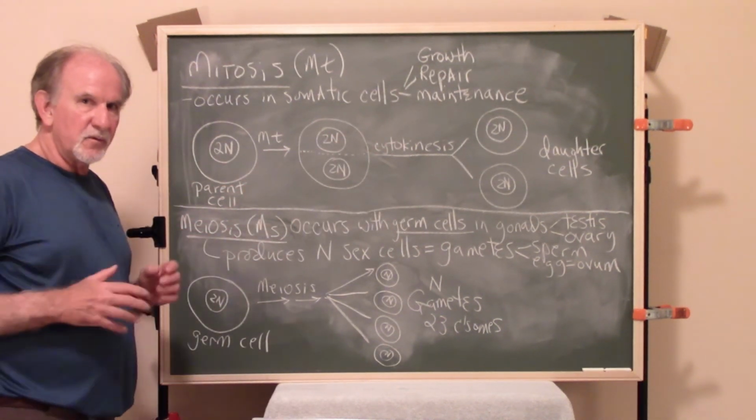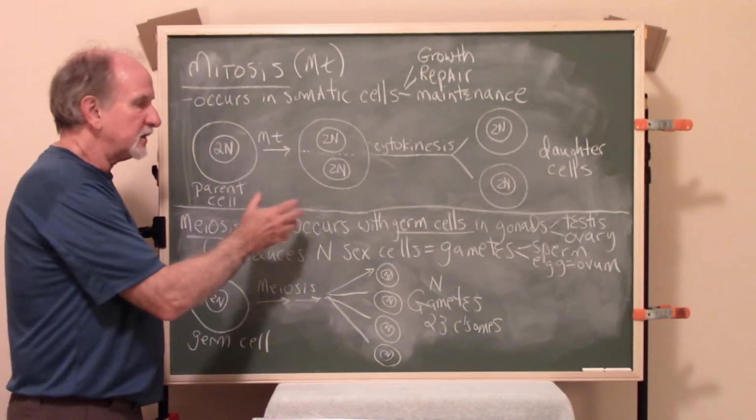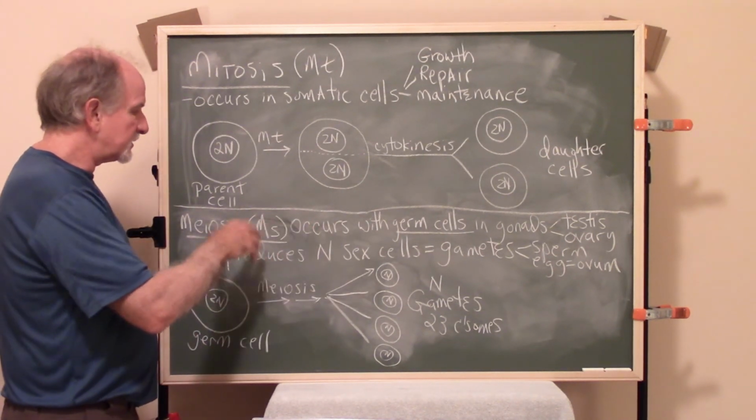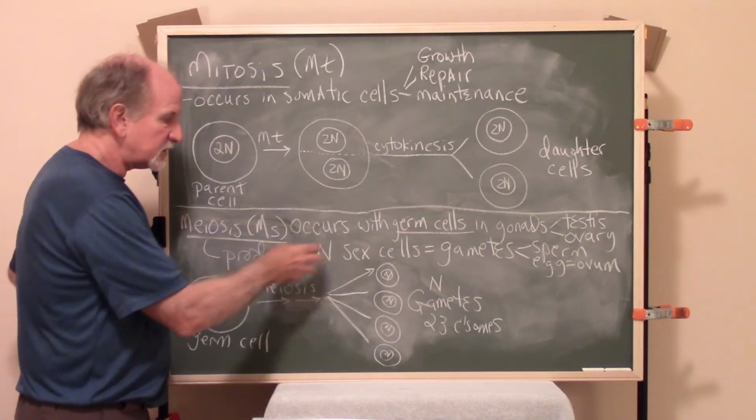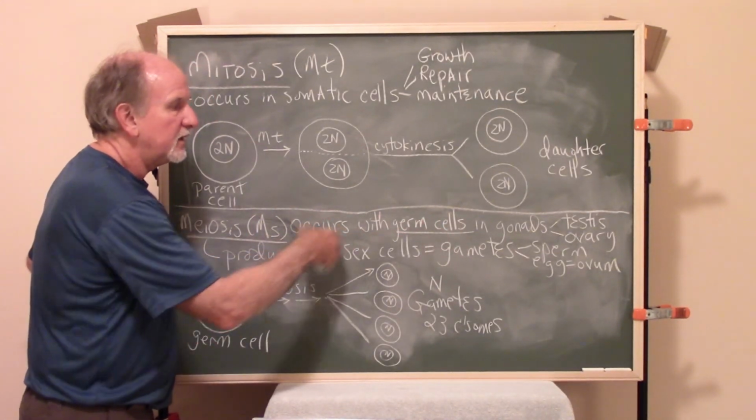Meiosis is the other form of cell reproduction, and it occurs within cells that are germ cells. And germ cells divide by meiosis to produce sex cells, or gametes, that are haploid. These would be the sperm and the egg.